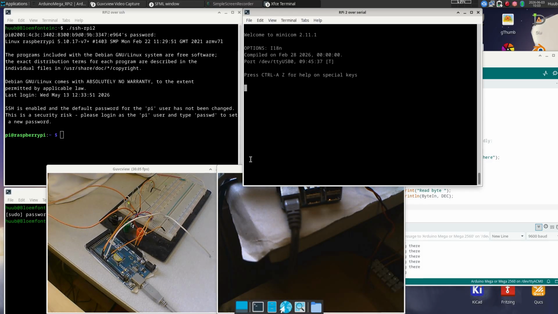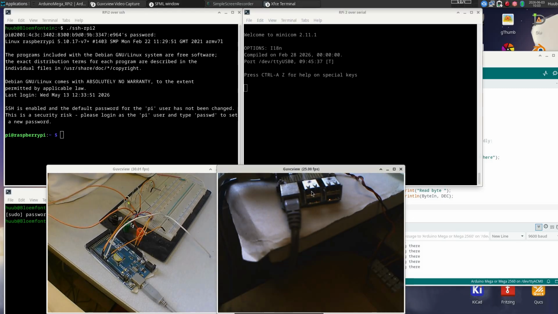So what happened during the setup? First of all, in this experiment, the Arduino Mega2560 is connected over a serial line to the Raspberry Pi 2. That's the idea.